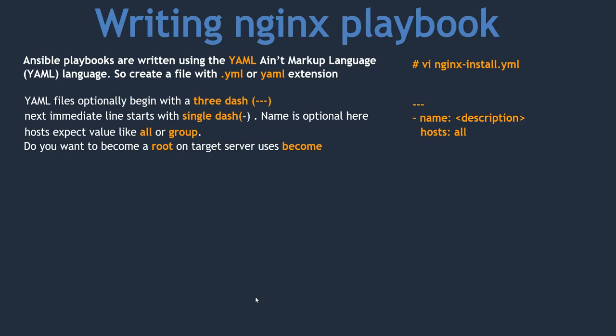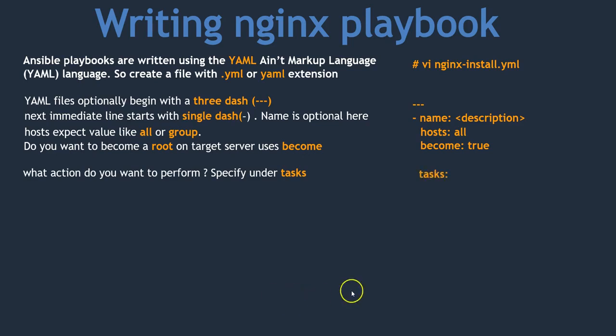Next step is, do you want to become root on the target server? Use become. If your playbook wants to execute as a root user on the target system, then we should use become: true. Here we are doing an Nginx installation, so we must be a root user to install it. Next comes the tasks. So what action do you want to perform? Specify it under tasks. In this case, we are installing Nginx, so we should specify that under tasks.